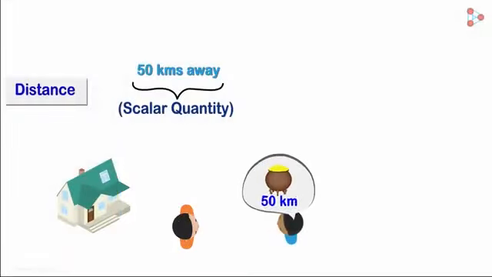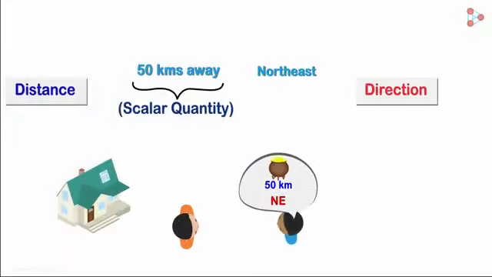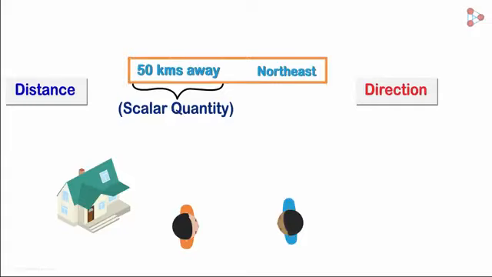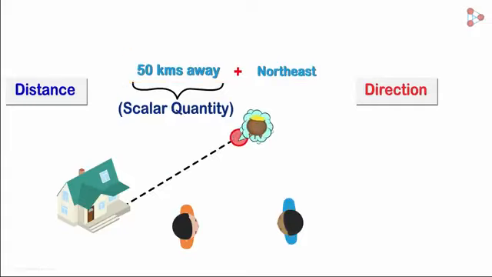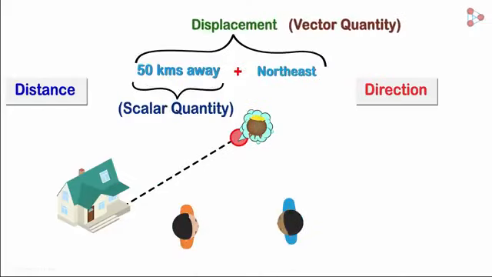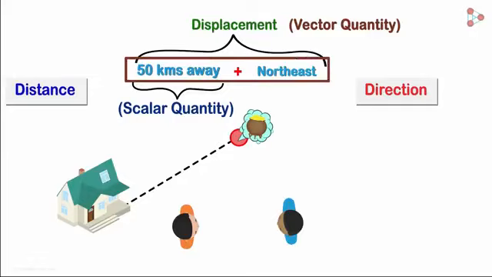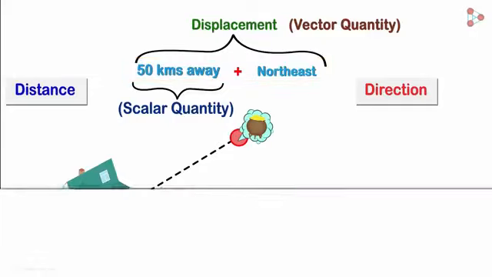When you are told that it's 50 kilometers in the northeast direction, you have the precise information of the location. This now becomes two-dimensional information, distance and direction. The treasure pot is over here. Two-dimensional information like this is called a vector quantity. Scalar quantities are one-dimensional and vector quantities are two-dimensional.